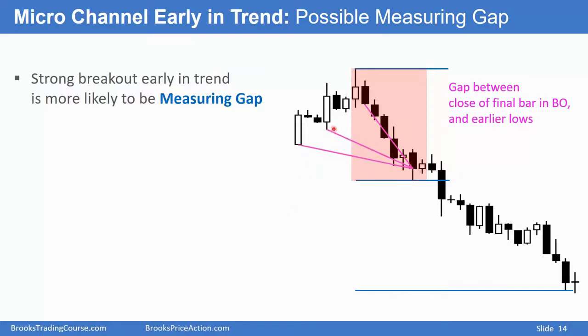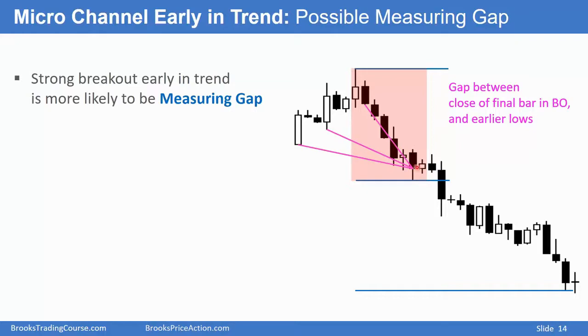The gap between this close and that low, or this low, lots of gaps in here. The bulls tried to reverse and close those gaps, could not, and then we started to go down. So you have to assume that this series of gaps will result in a measured move down, and this breakout will be a measuring gap.